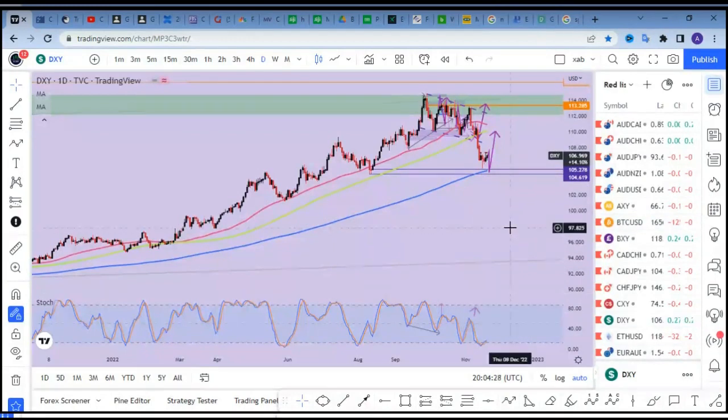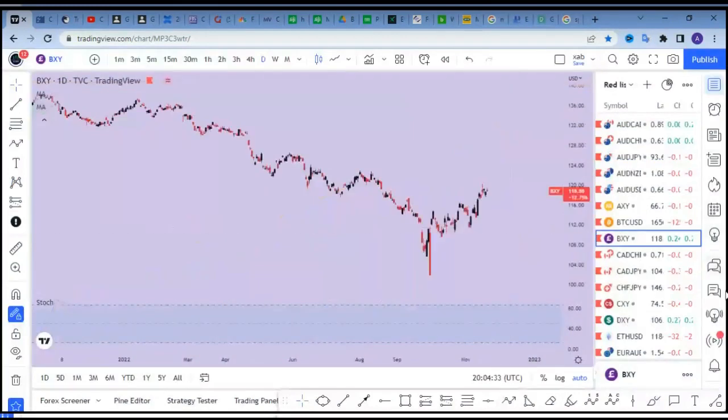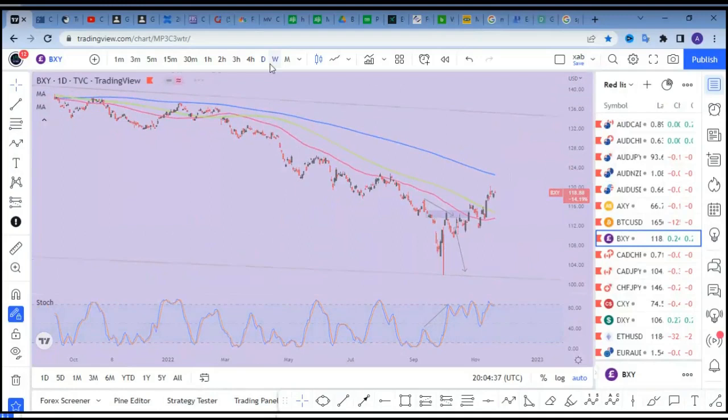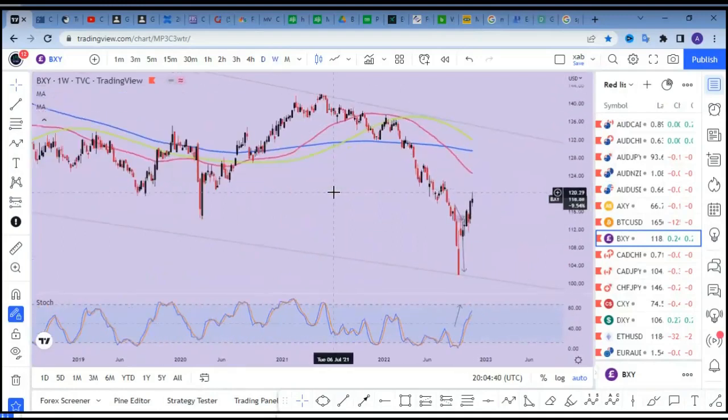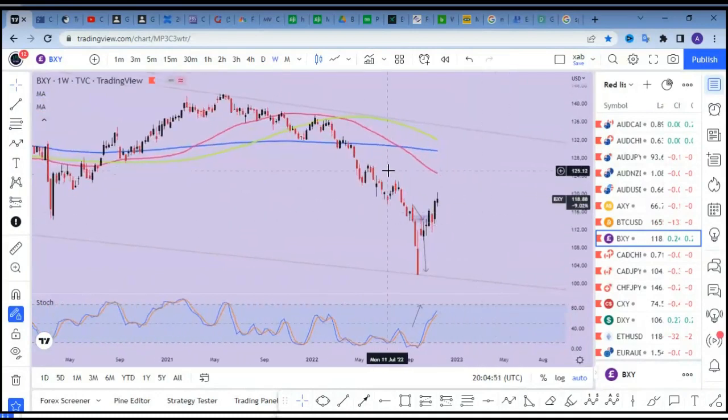So let's go to BXY, which is the pound index. And let me start from the weekly first. This was an analysis I did in September, and I talked about the fact that price will retest the bottom of this channel and then spring higher, which we can already see that that's happening. All right. However, we have created the possibility of a divergence. Or should I say convergence here?